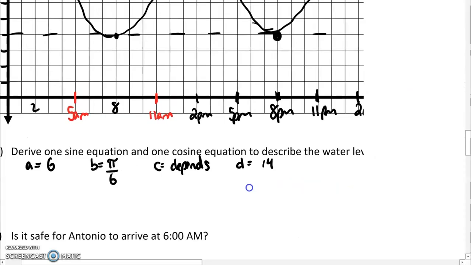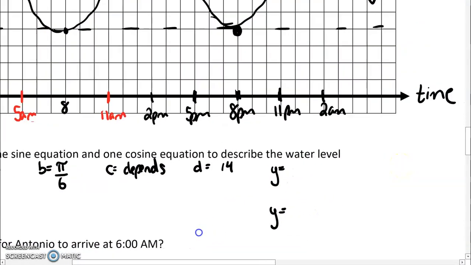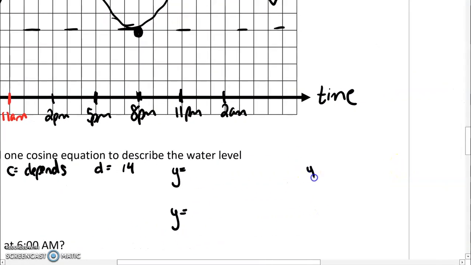It says derive one sine and one cosine. I actually like to do all of them, the 2 sines and 2 cosines. So it always starts with our amplitude. In this case, that's 6. And it's going to be sine. And then we'll do a -6 for our negative sine. And then cos. And then -6 for our negative cos.